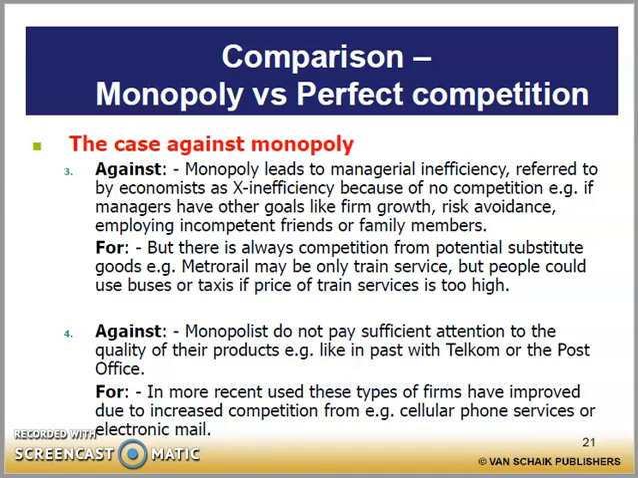The counter argument is that monopolists are always subject to potential or indirect competition from firms in other industries, which try to develop substitute products, or from firms in other countries that are going to act as competition. A related complaint is that monopolies do not pay sufficient attention to the quality of their products or services to customers. The classic example is state monopolies like ESCOM, for instance, that leave consumers with little choice but to accept poor products and services. And the counter argument is that an increase in competition can improve services and the image of monopolistic firms or firms that act as a monopoly.